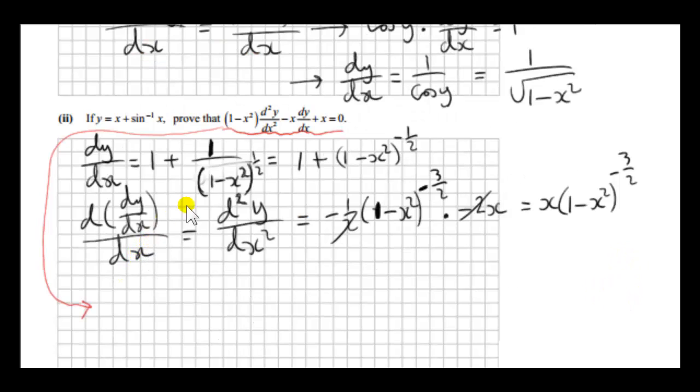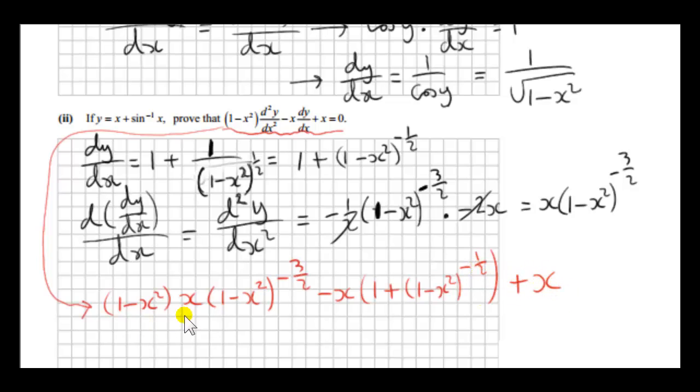Okay, so now we are set to write out this expression. So we have 1 minus x squared times d2y/dx2, which is this quantity here. We minus x multiplied by the first derivative, which is this thing here. And then we have plus x. And all of this is supposed to be 0.